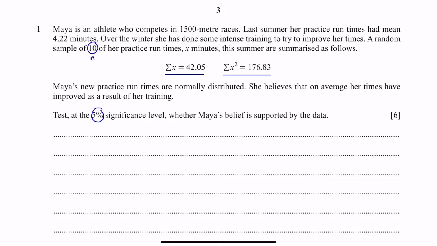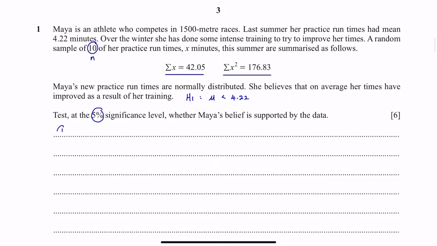So she believes that her times have improved. That means our alternate hypothesis would be mean less than 4.22. Because it was 4.22 before the summer, right? So when the run times improve, it's for sure less than 4.22.